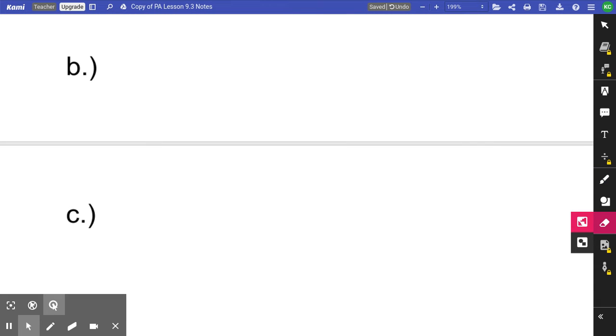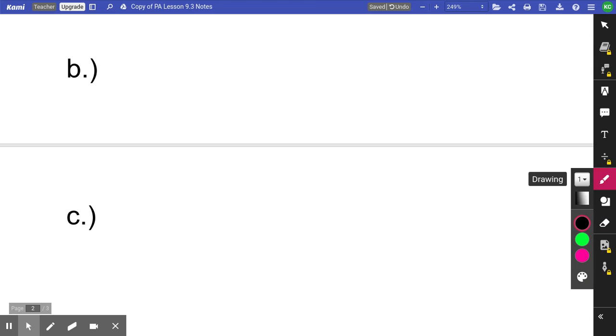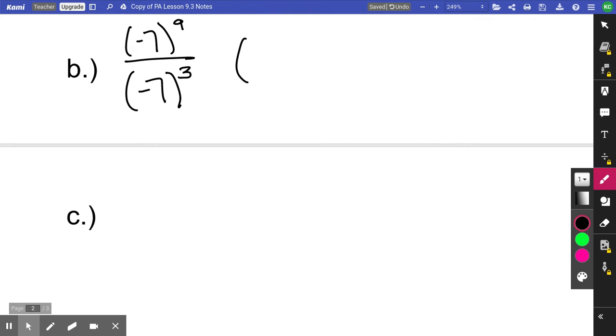Okay, just like multiplication, my base is going to stay the same, but I'm going to subtract my exponents. Okay, for letter B, we're going to do negative 7 to the 9th power over negative 7 to the 3rd power. Since my bases are the same, I'm going to go ahead and subtract. I always subtract top minus bottom. So negative 7 to the 9th minus the 3rd, which is going to give me negative 7 to the 6th.